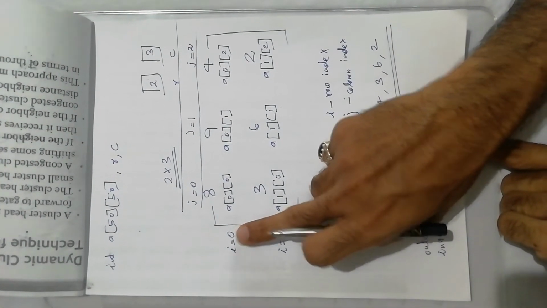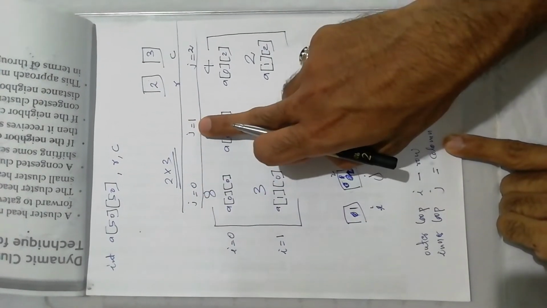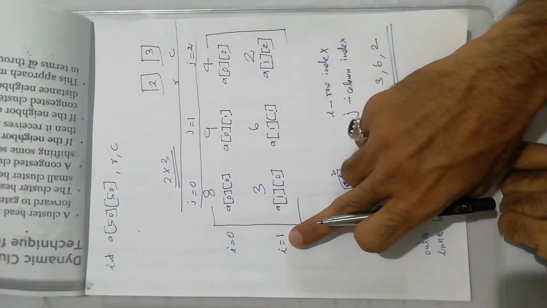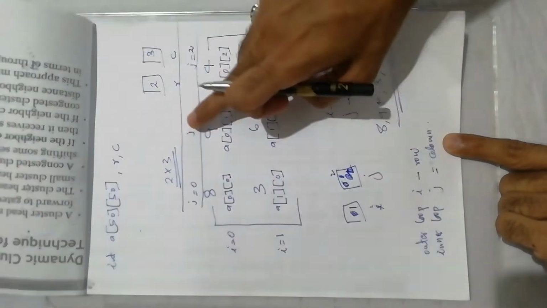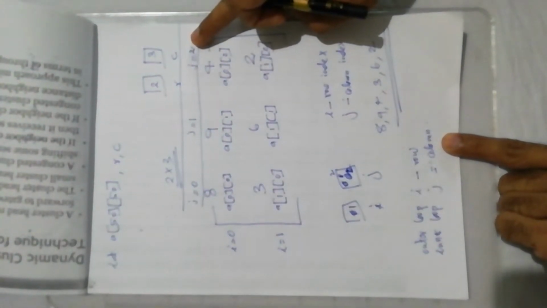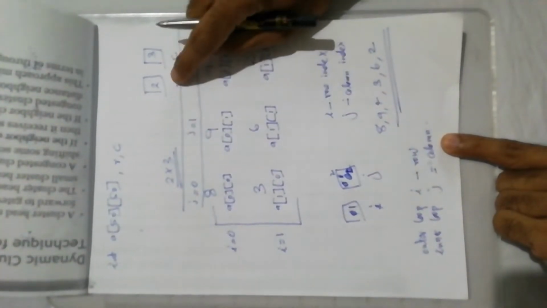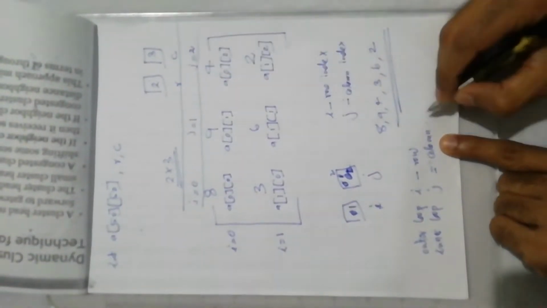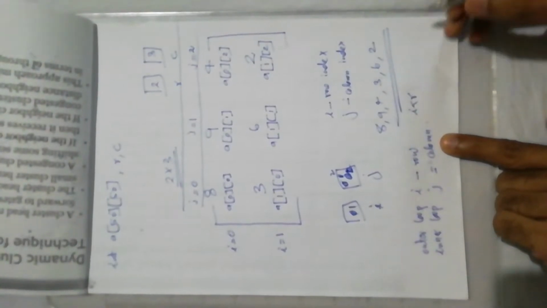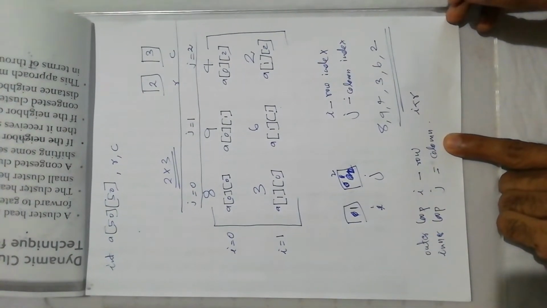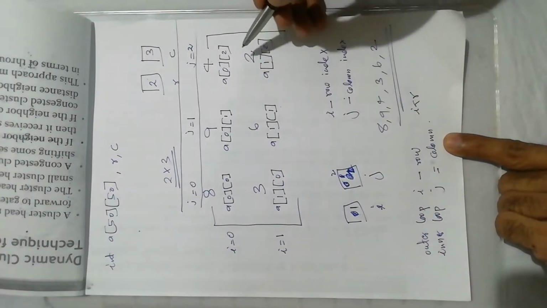When I becomes 0, J becomes 0, J becomes 1, J becomes 2. Then I becomes 1. When I is 1, again J becomes 0, J becomes 1, J becomes 2. Up to where should I work? I is the row count. What is the count of rows? R. So I should be less than R. J is to count columns.